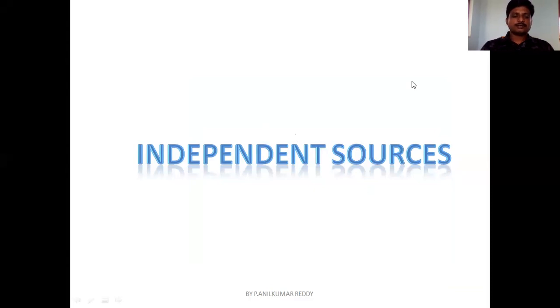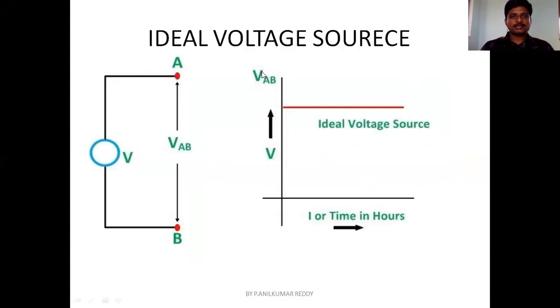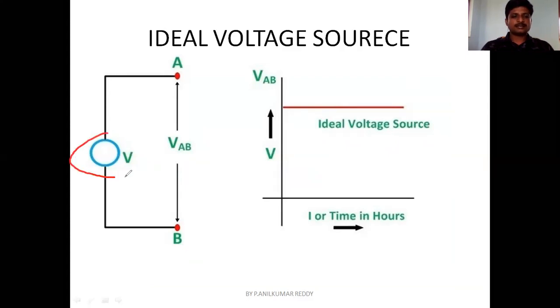So here independent sources means you can see an ideal voltage source. Ideal voltage source has a symbol like this, as you can see on the screen. It has a circle and polarity also. Let us say this is a voltage source.